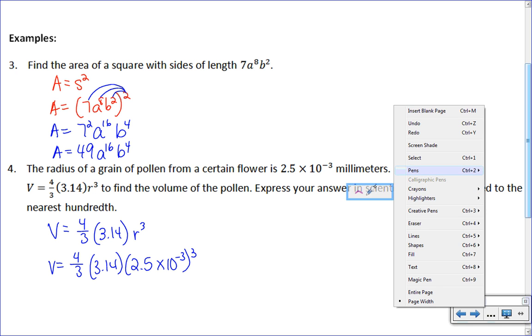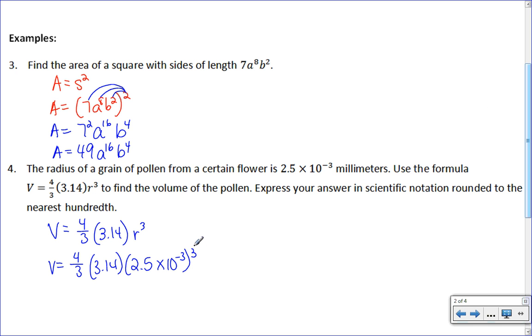Okay. Well now, in order to get a nice good number here, we're going to first need to distribute this exponent. And if you prefer, you actually could do a fair amount of this in the calculator, especially this portion with the scientific notation. If you do it by hand, though, we want to make sure that both of these get distributed. So we'd have 4/3 times 3.14 times 2.5 to the third, and then times 10 to the, this would be -9.